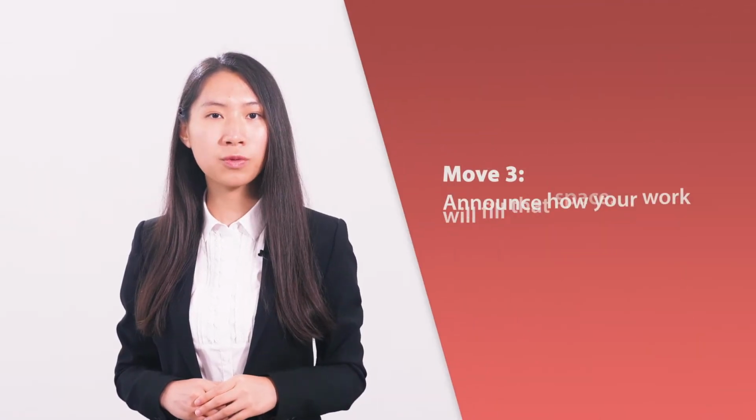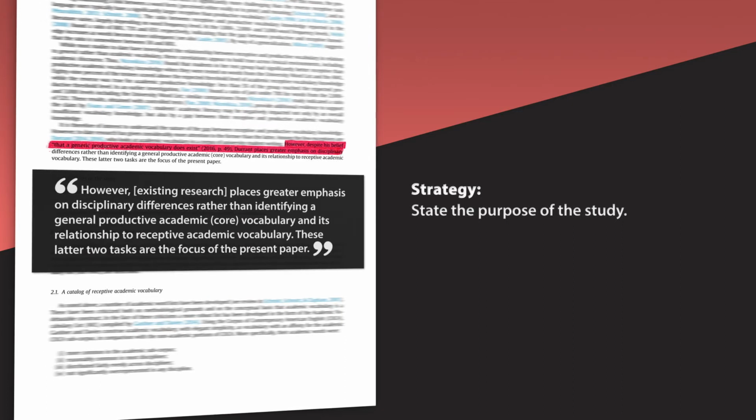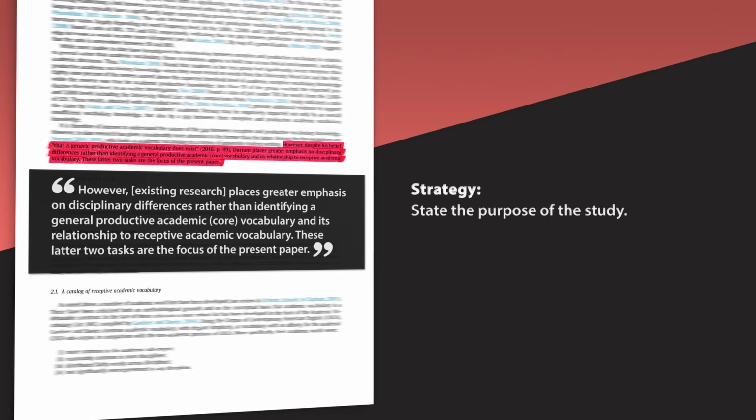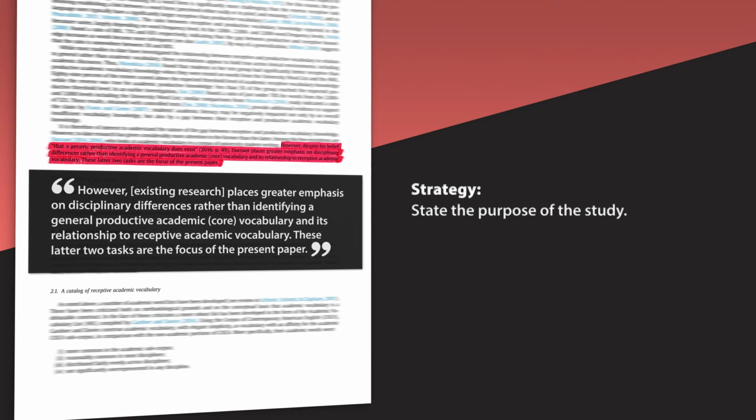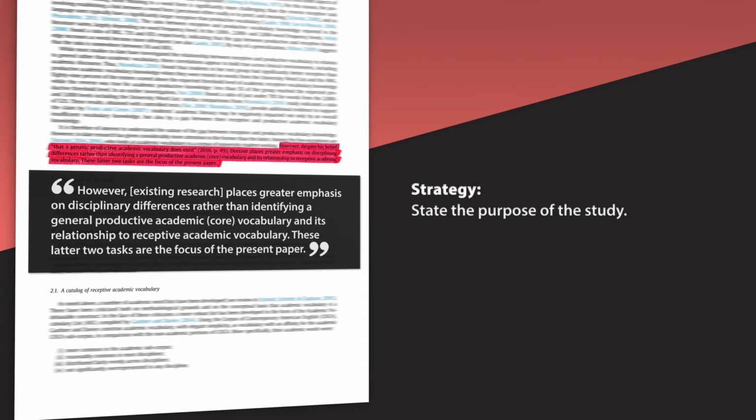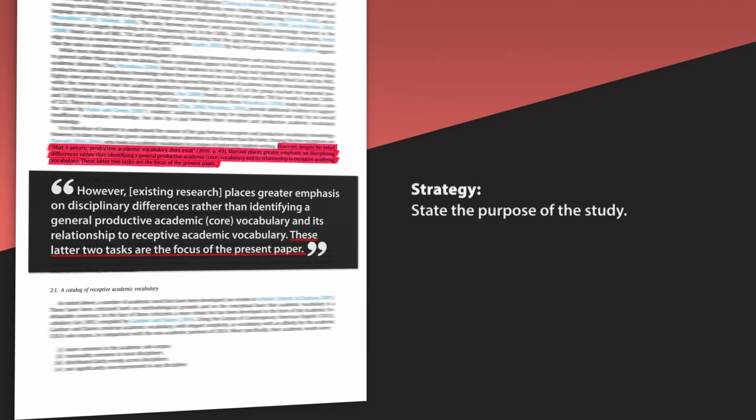Now you've identified your broad area of research and a space within it where more work is needed. With the third move, you announce how your work will fill that space. A common strategy for doing this is to state the purpose of the study. However, existing research places greater emphasis on disciplinary differences rather than identifying a general productive academic core vocabulary and its relationship to receptive academic vocabulary. These latter two tasks are the focus of the present paper.